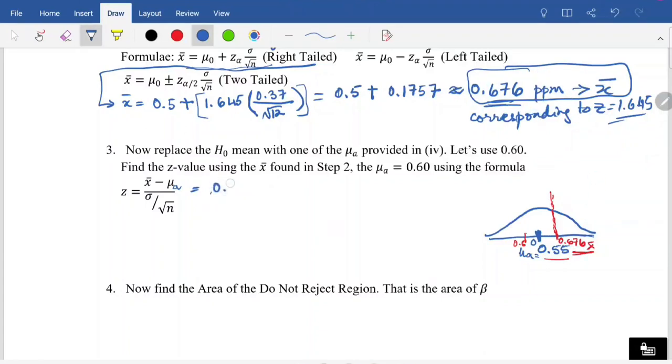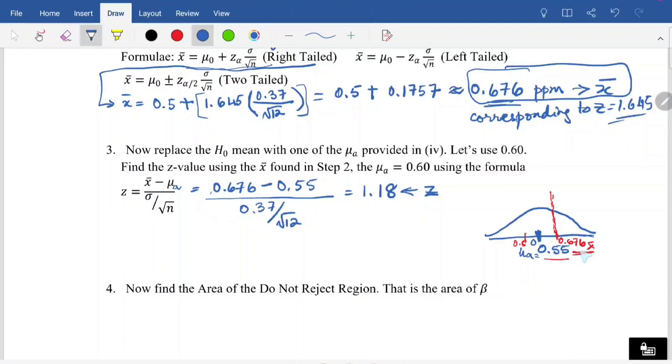So 0.676 minus, you have to use 0.55, no longer 0.50, because that has been replaced by 0.55. Divided by sigma, which is 0.37, over the square root of 12. And when we do this calculation, we will come up with a value of 1.18. And that's our z value corresponding to an x bar value of 0.676.